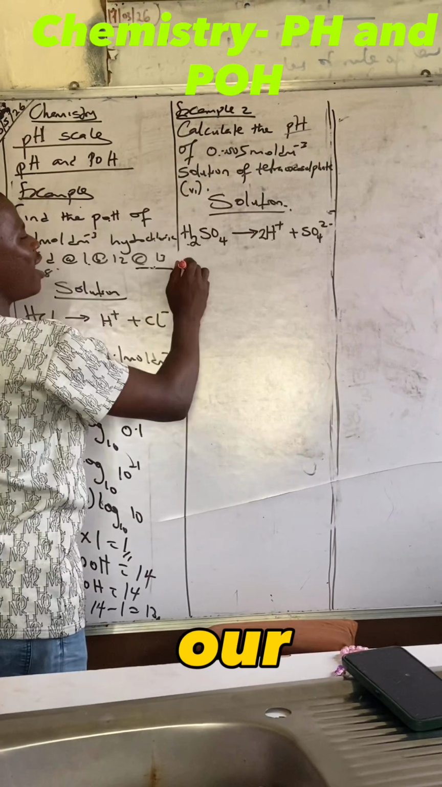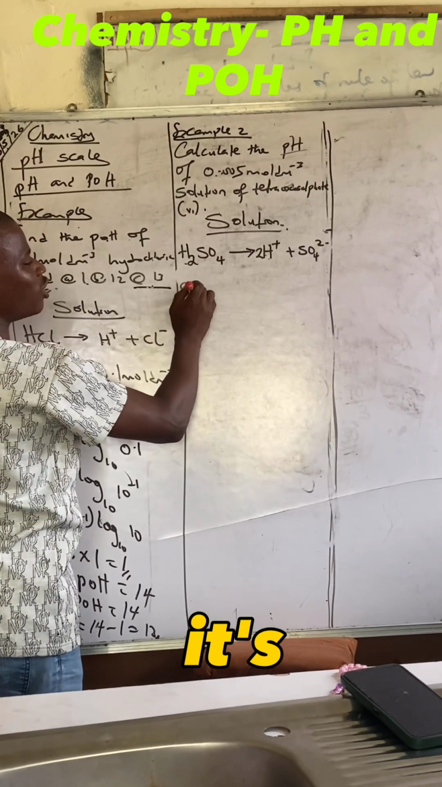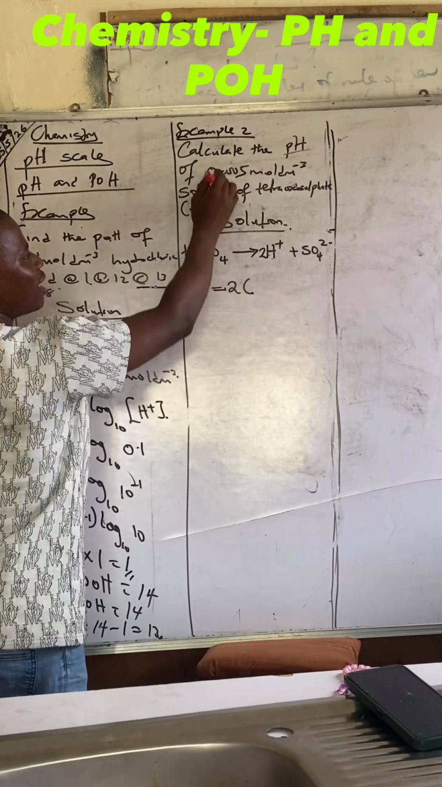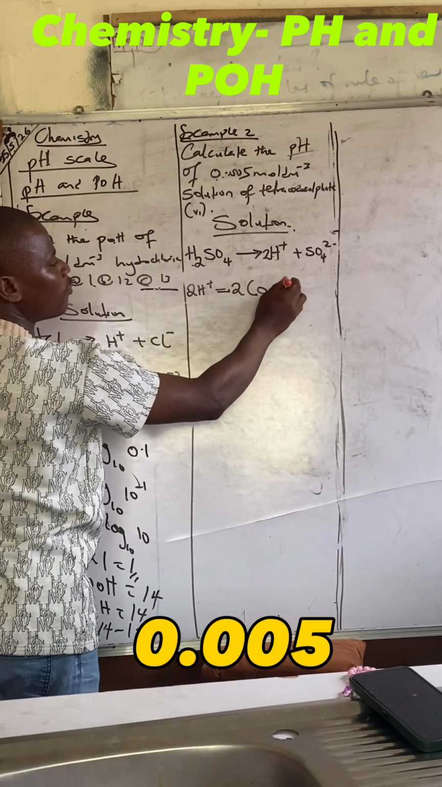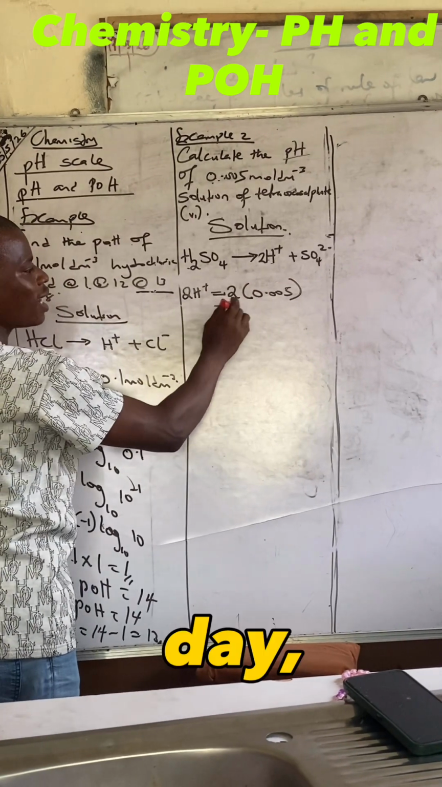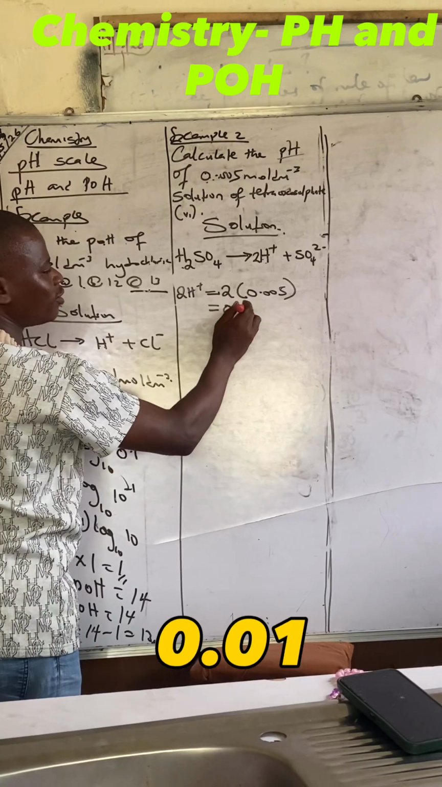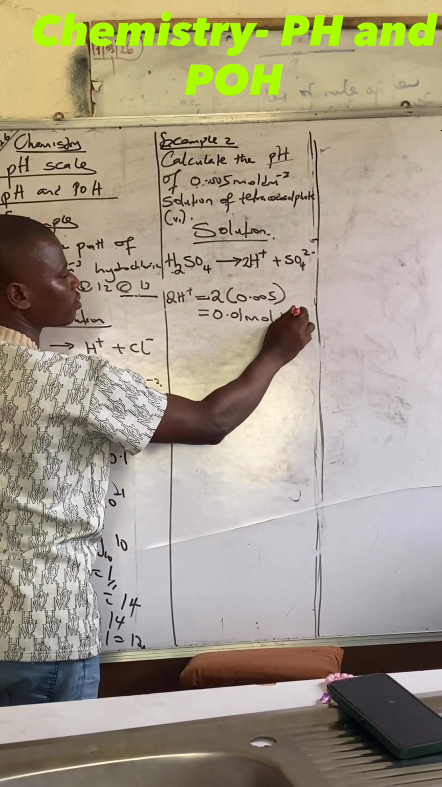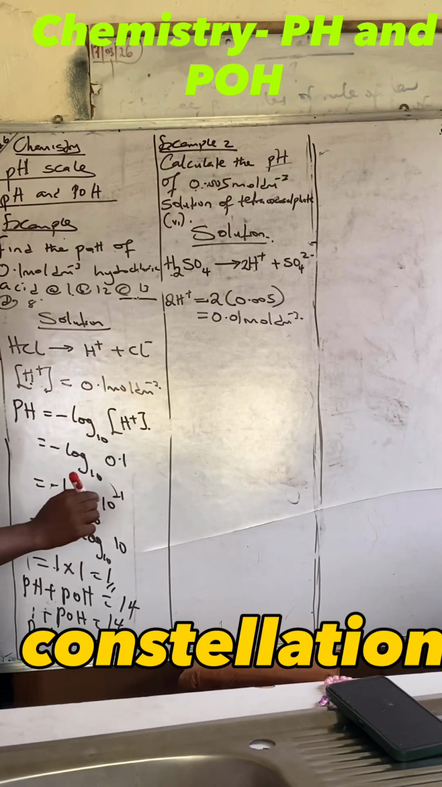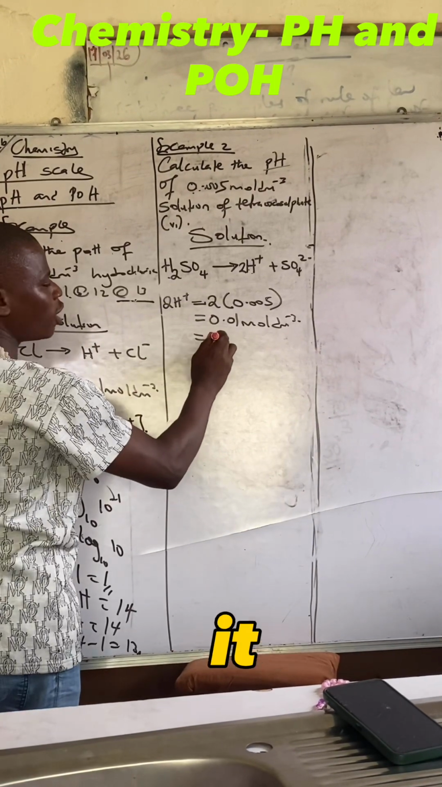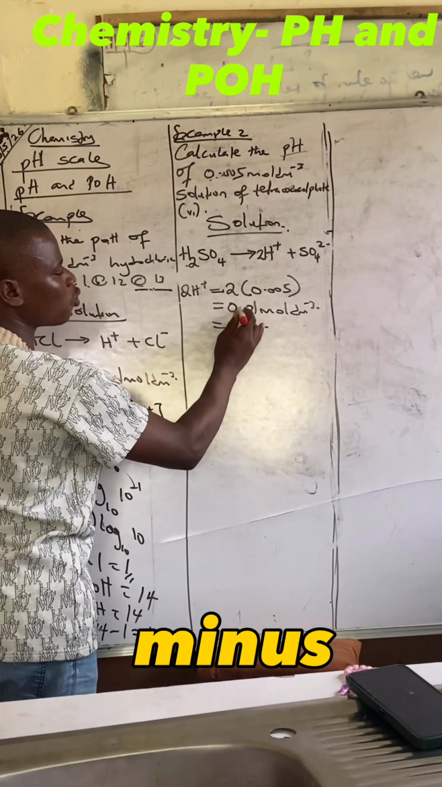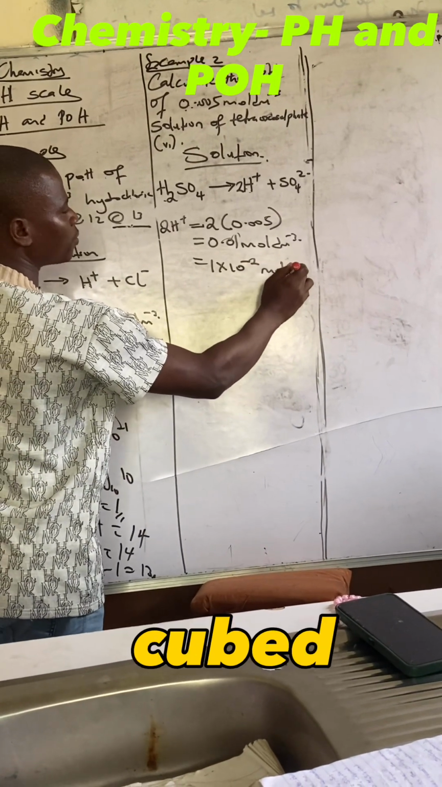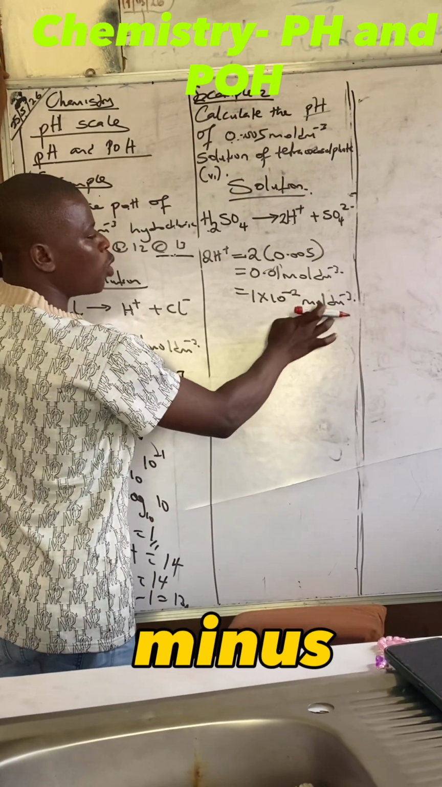So our H+ here, you can see that is 2. 2H+ is equal to 2 times 0.05, and at the end of the day we have 0.1 mole per dm cube. So this is the concentration we are using. Then you can write it as 1 times 10 raised to power minus 1 mole per dm cube.